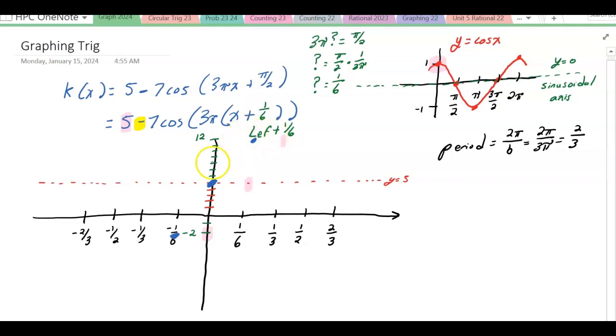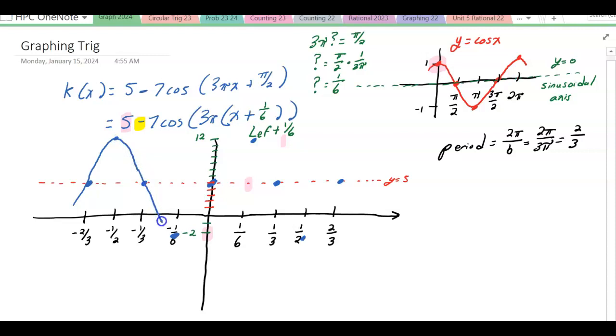And at this point, I'm just going to use the pattern. So the next point is going to be 1/3 and on the sinusoidal axis of 5. Then at a half, I'll be down below the axis at -2, and then back up to the sinusoidal axis. Continuing this pattern to the left, at -1/3, I'm on the sinusoidal axis. At -1/2, I'm up at 12. And then at -2/3, I'm back on the sinusoidal axis. And then I'm going to sketch this graph.